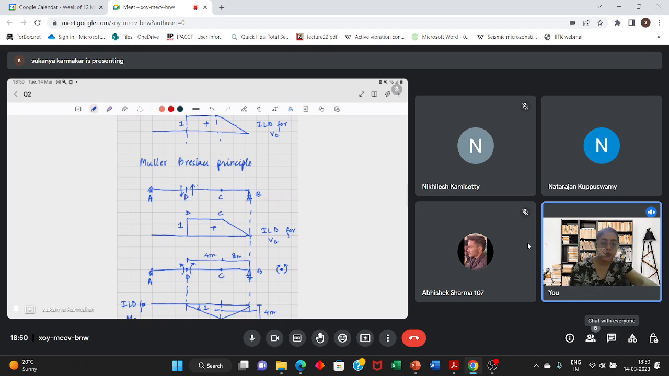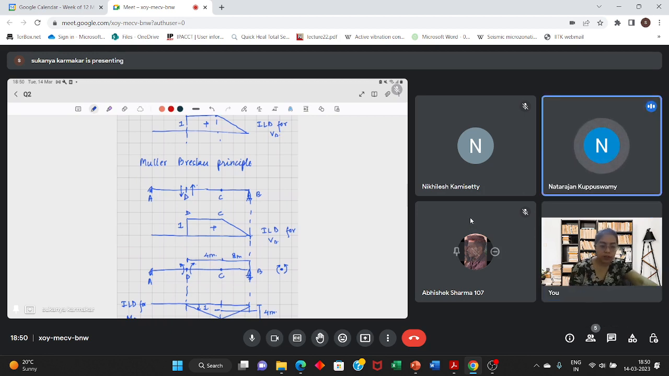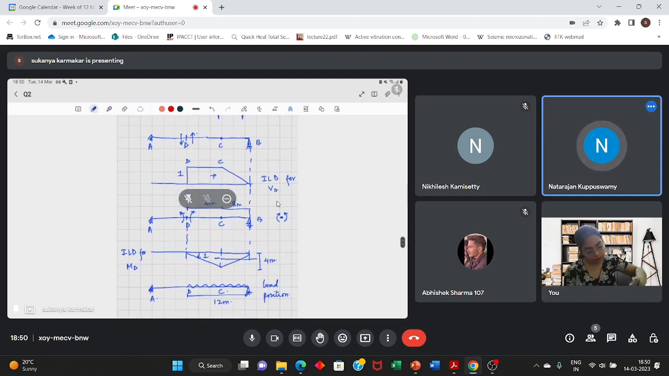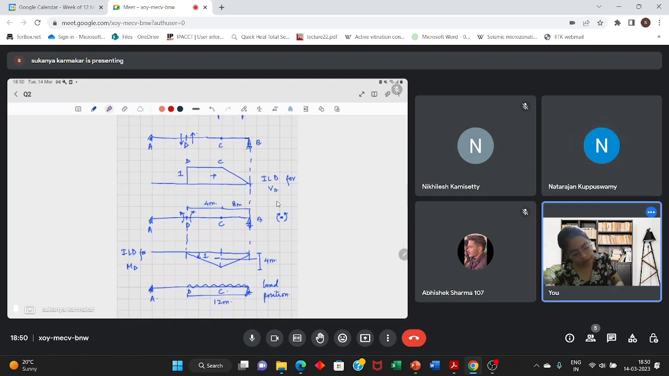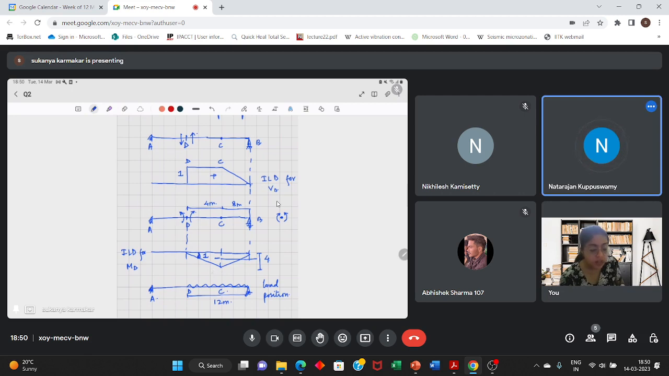How is this 4 meters arrived at, madam? ILD for MD, how is this depth of 4 meters arrived at point C? This theta, this rotation is unity. If this theta is unity and this base is 4 meters, this has to be 4 meters.